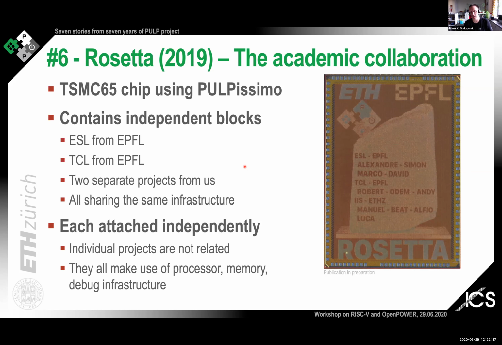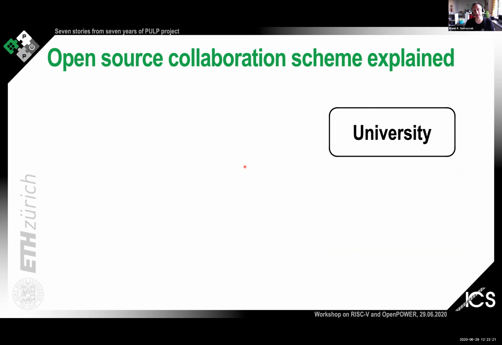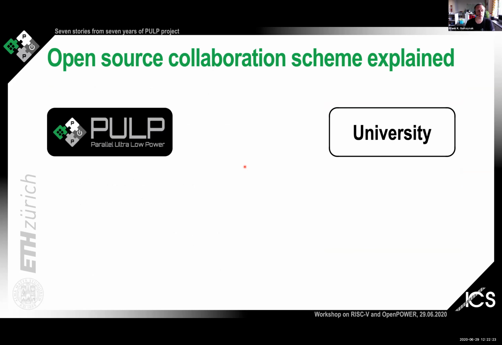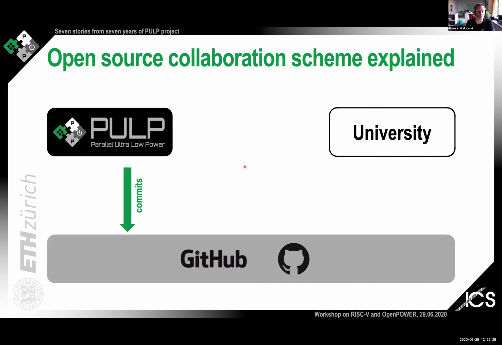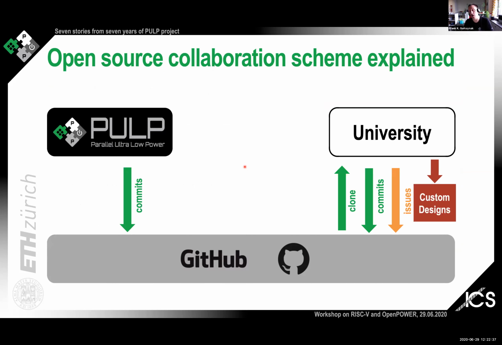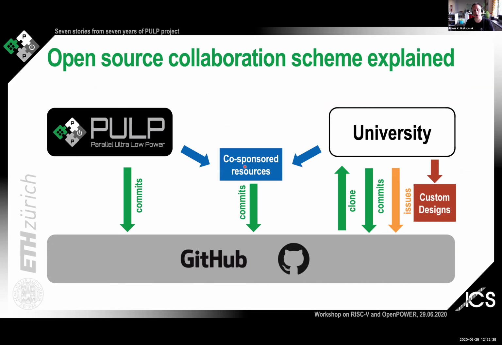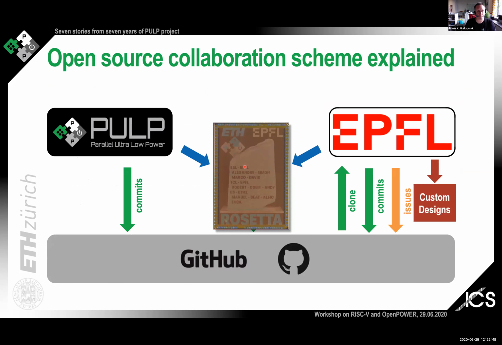It's fairly new, so there are no publications at the moment of this chip. Just to explain the collaboration model, there's a university, this is us, we commit into GitHub, into the repositories, people clone it. They may have some issues, may make some commits to these open source repositories, but they may also have their completely custom designs unrelated to anyone. Or we might be doing something together that ends up in GitHub as well. In this case, with EPFL, we did this, and what we have is the Rosetta.